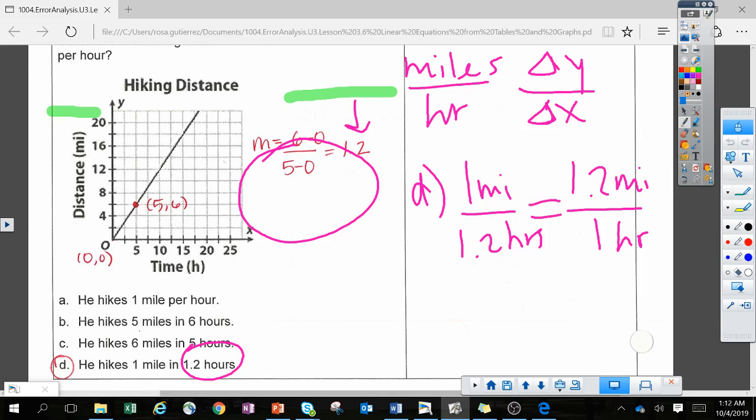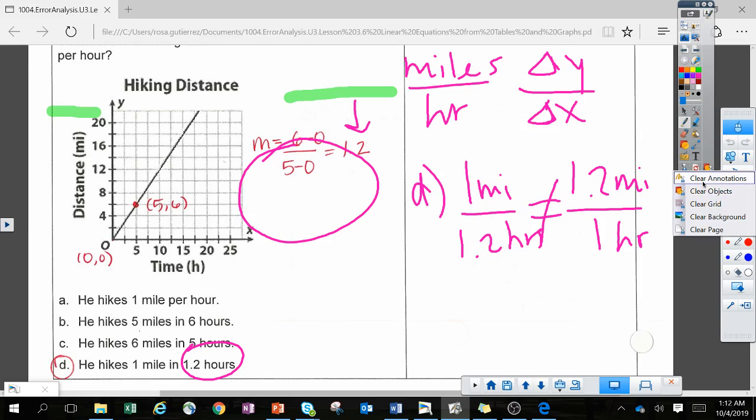These two ratios are not the same. They're actually inverses or reciprocals of each other. They're not equivalent. So there's no way that D could be correct. So then how do we decide what is the correct answer?